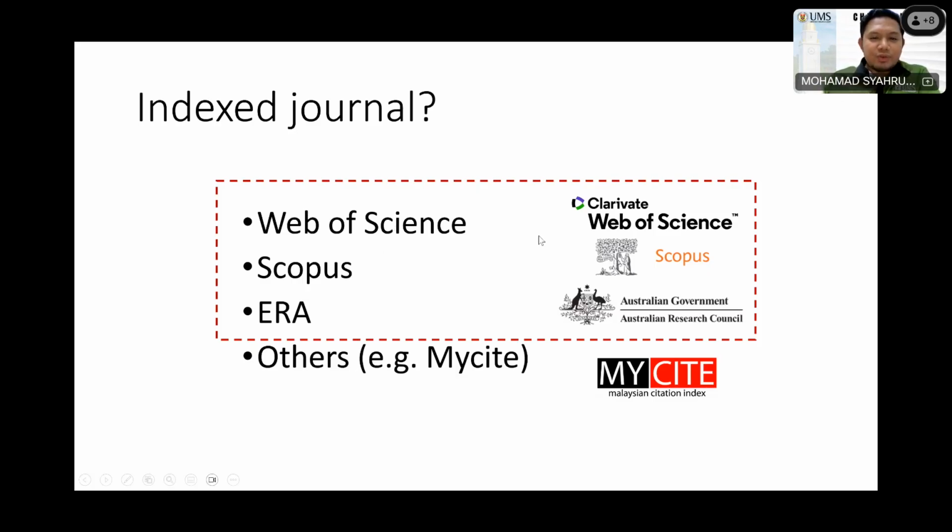This is the top tier, Web of Science. It's the good one, followed by Scopus. We have our national index, which is MyCite. This one, for those in social sciences, maybe they will get this or ERA.